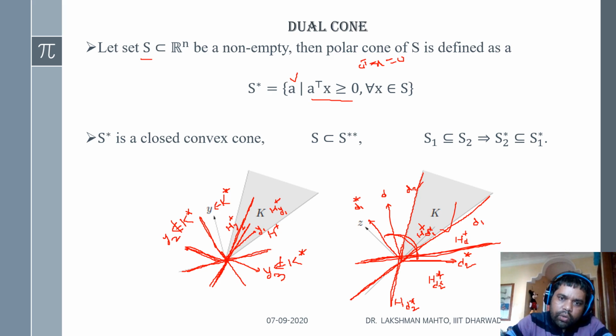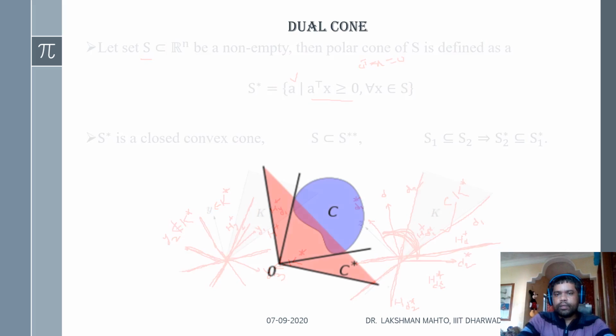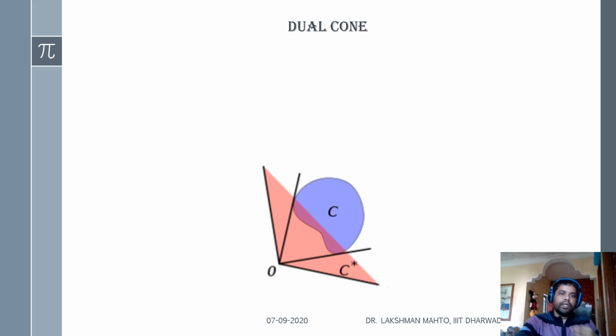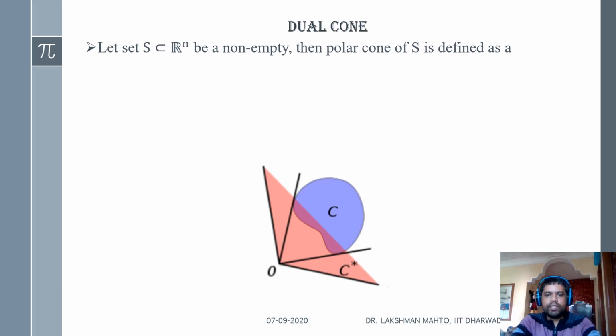So what is the dual cone of K? The dual cone of K is this complete cone. Here you can observe that K is a subset of its dual cone as well. K is already contained in K star. One more example I might have.